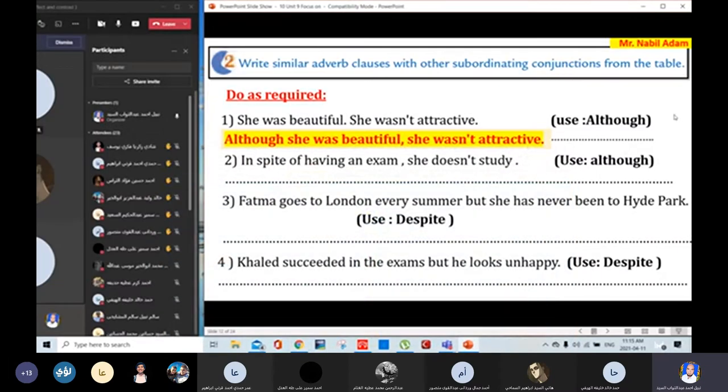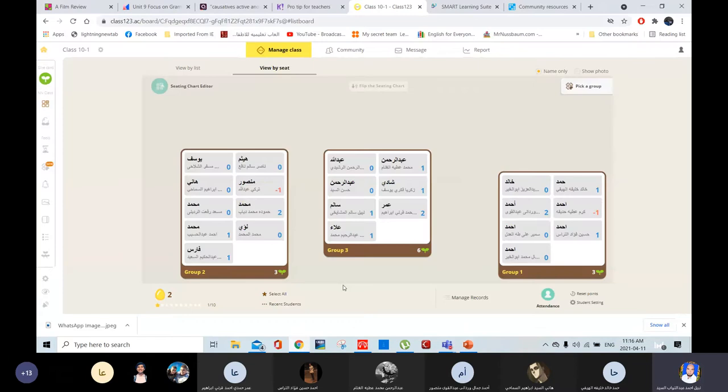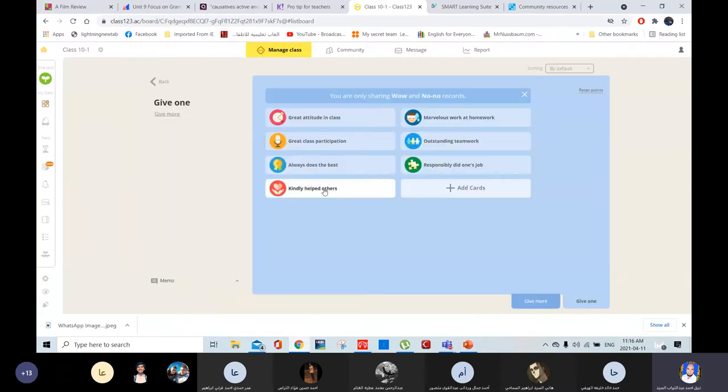Okay, number two. In spite of having an exam, she doesn't study. Use although instead of in spite of. Although she has an exam, she doesn't study. Excellent. Use the present simple here: although she has an exam. Although should be followed by a complete sentence: subject, verb, object. Very good. Thank you, Ahmed.